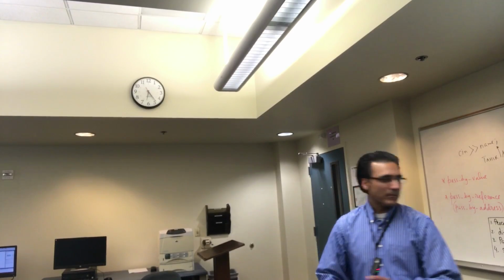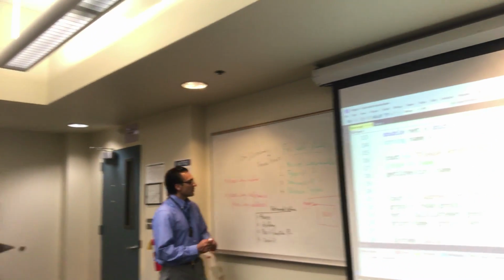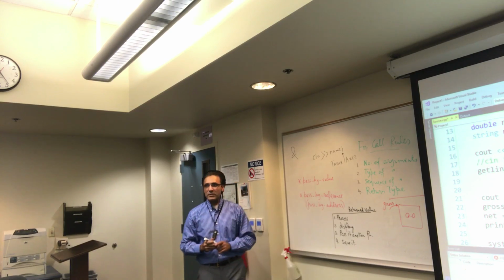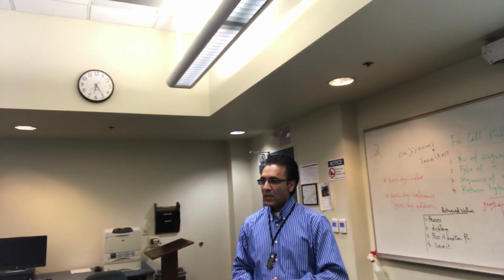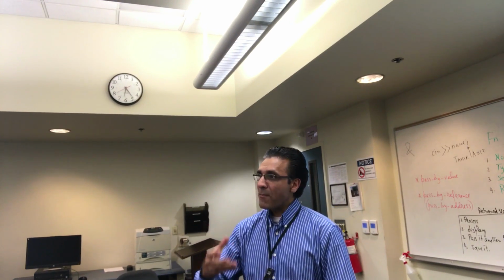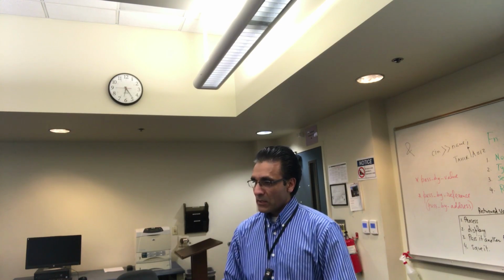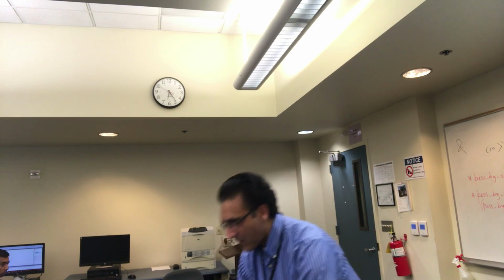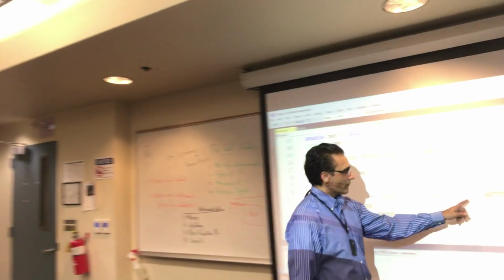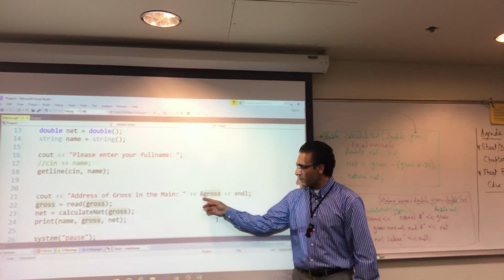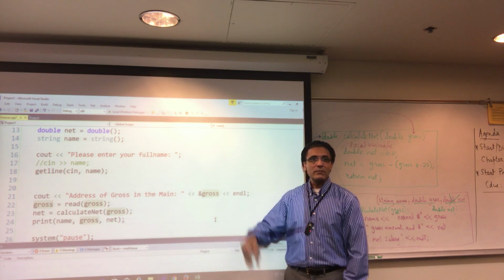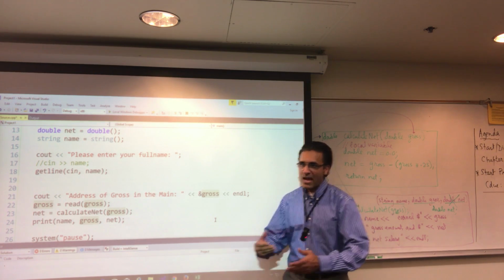How do I see the address? There's a very important operator in C++, which is the ampersand sign, the address-of operator. This ampersand sign allows me to see the memory addresses in C++. It is also called a reference operator. If I put this reference operator right before the variable name, right next to gross amount, I'm saying show me the address of gross where it exists in the main function. I want to see the address of this one.